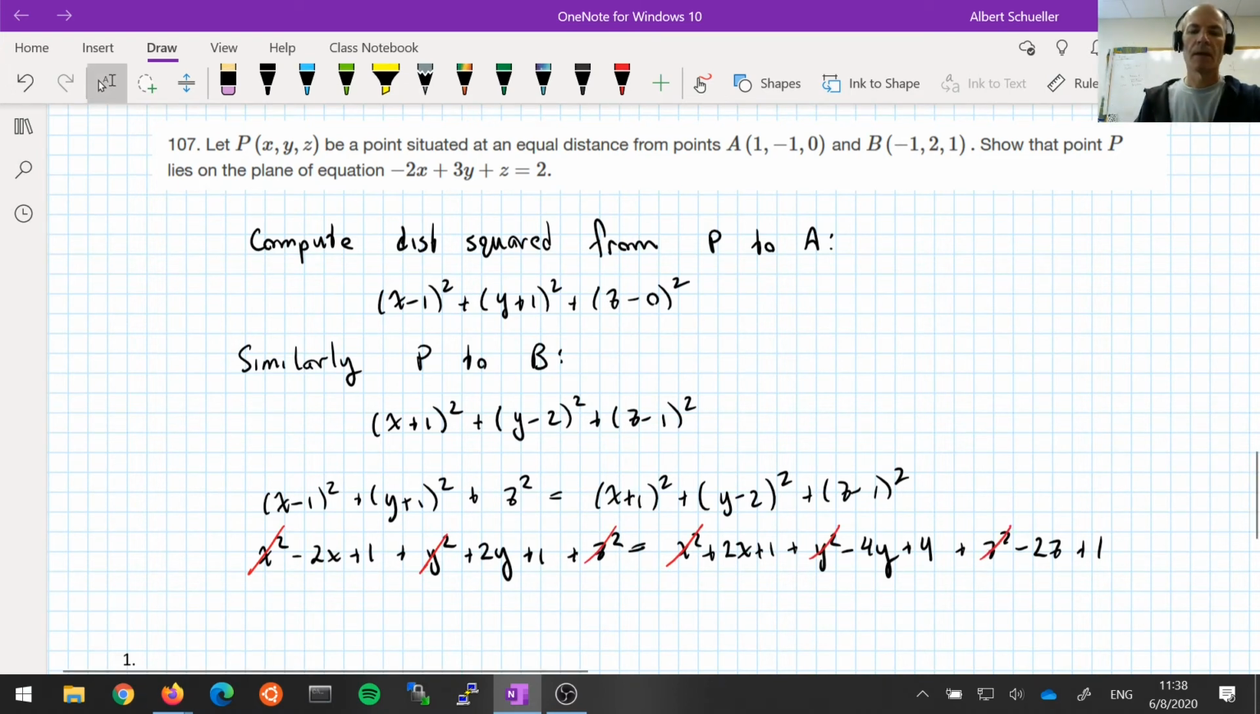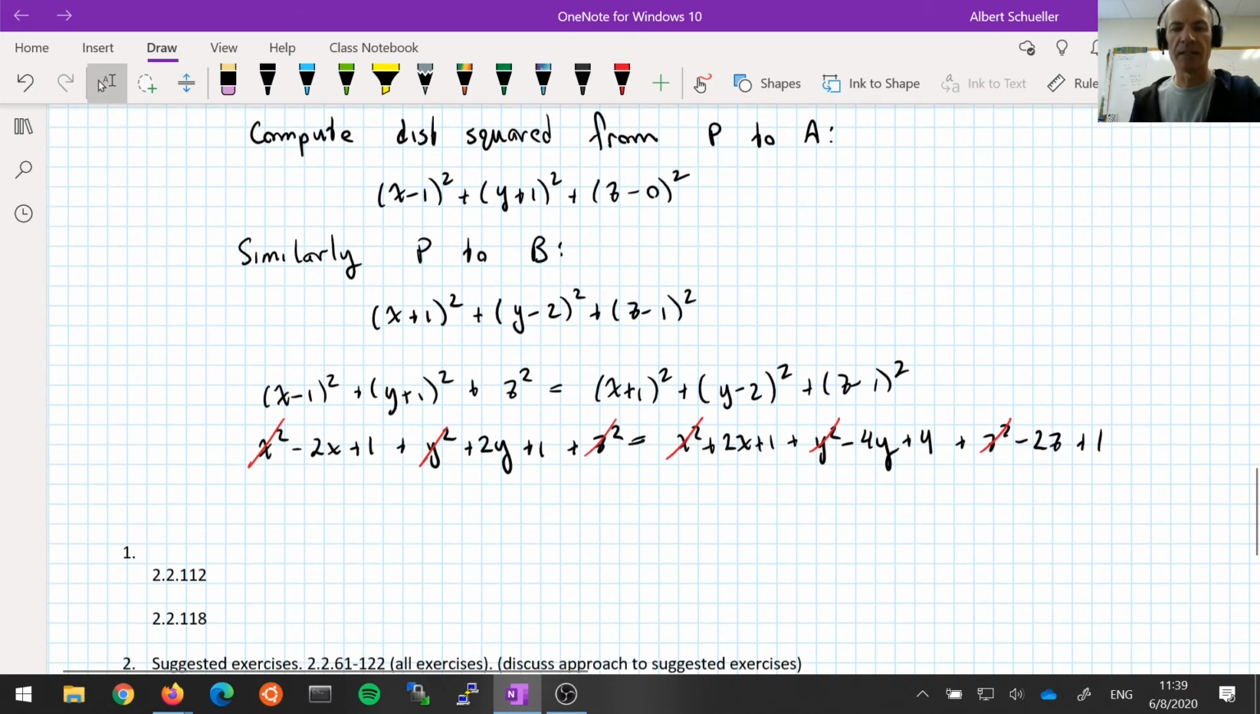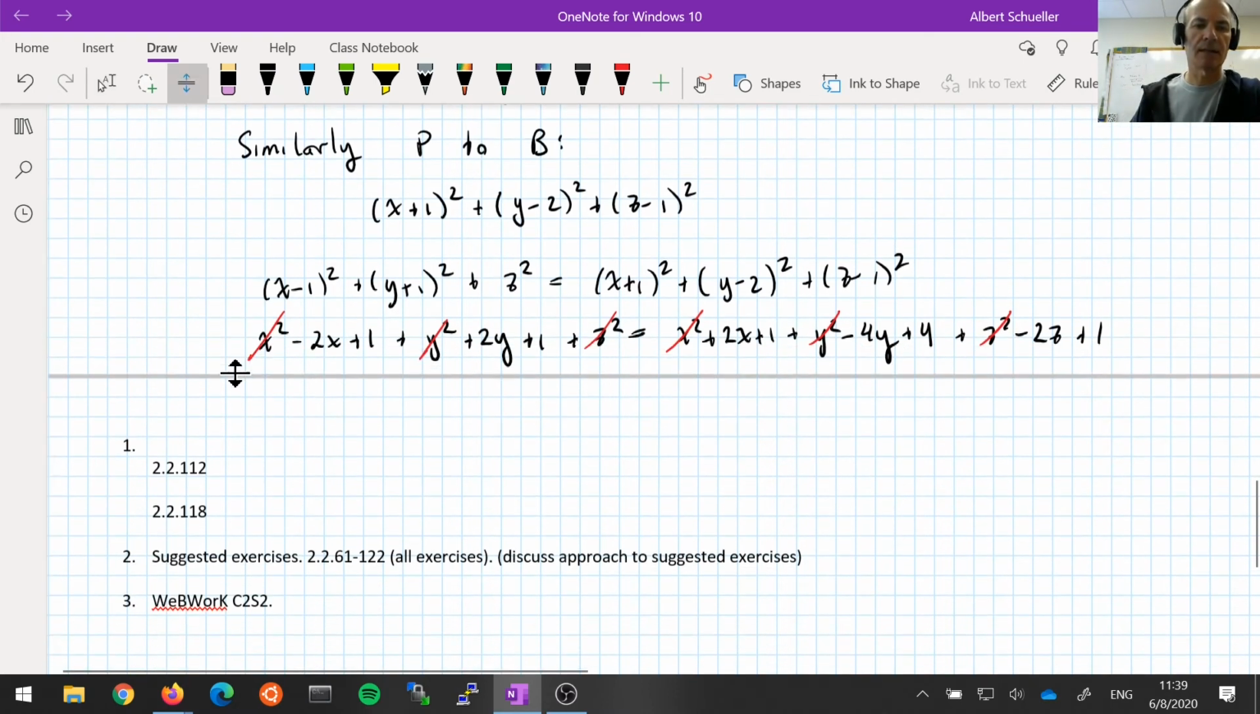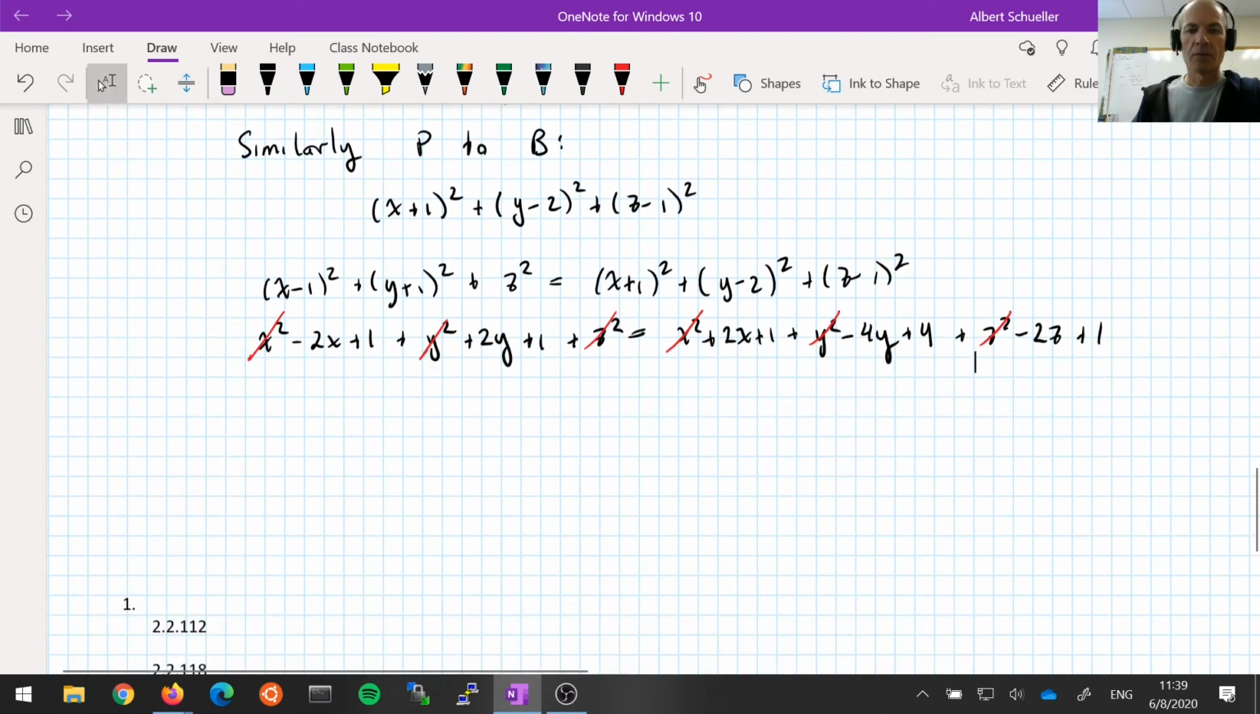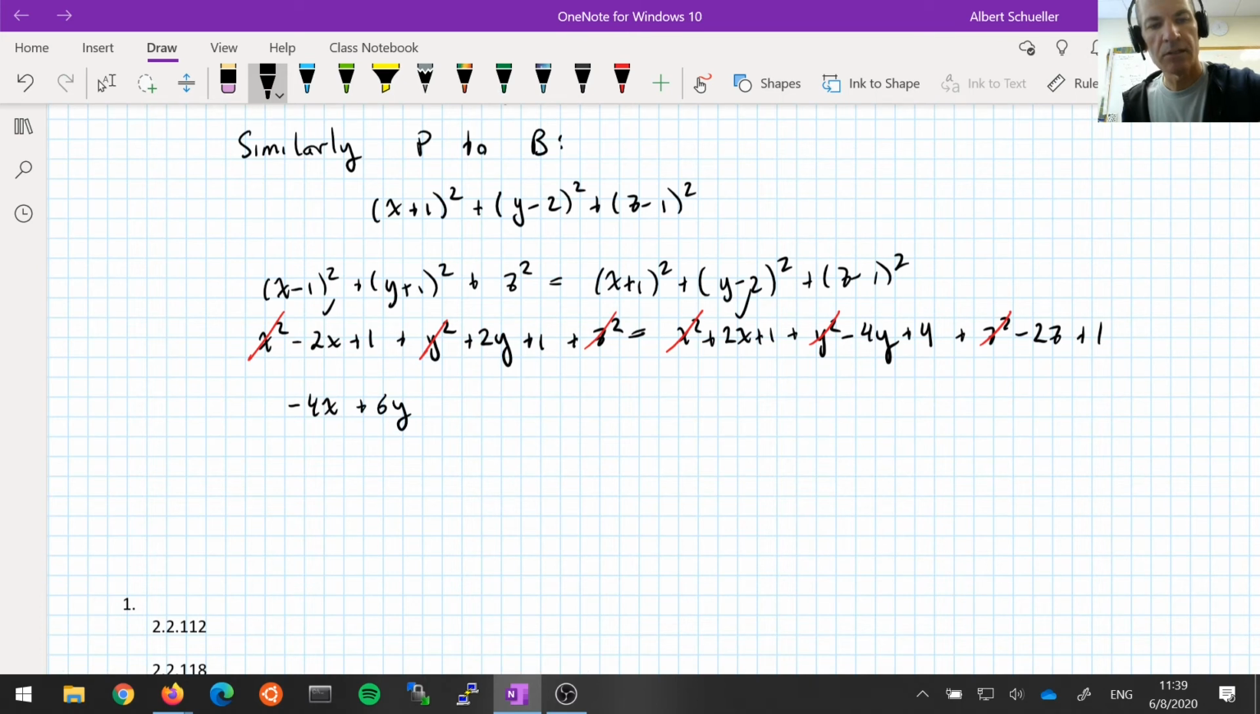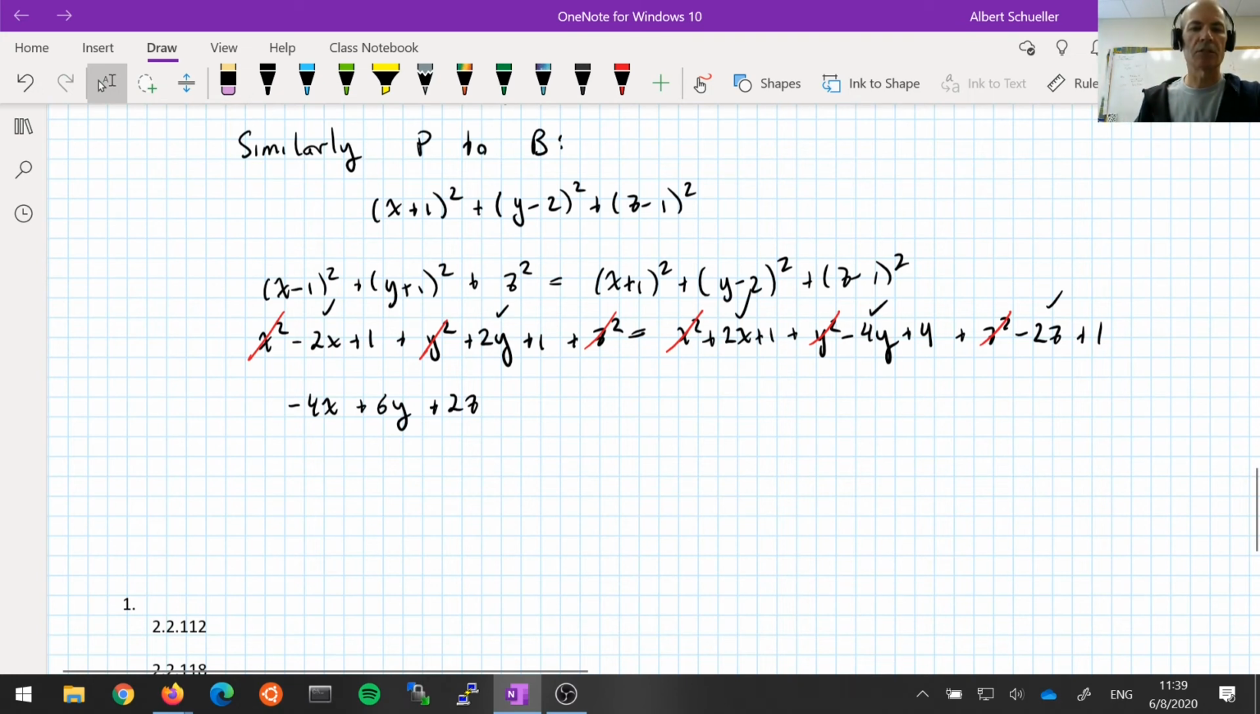Like that. And we have a bunch of linear terms remaining, which we can add together and move to the left-hand side. So we have a negative 2x here and a 2x over here, so let's write that as negative 4x on the left-hand side. So we've got that taken care of. We have a 2y and a minus 4y. Move that over to the left-hand side, we get plus 6y. So we've taken care of that and that. We have a 2z over here, and there was no linear z term over here.